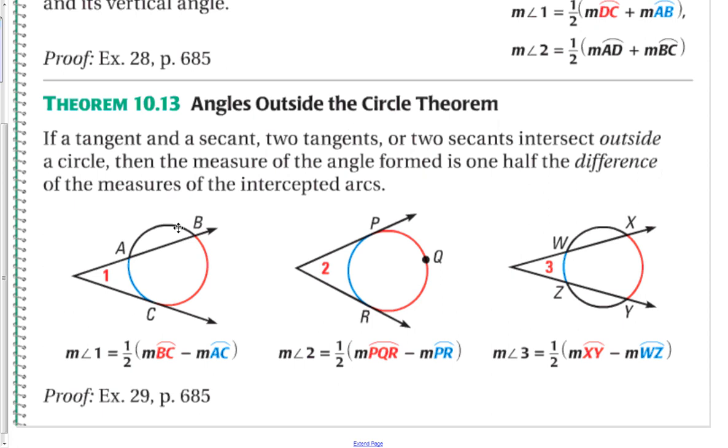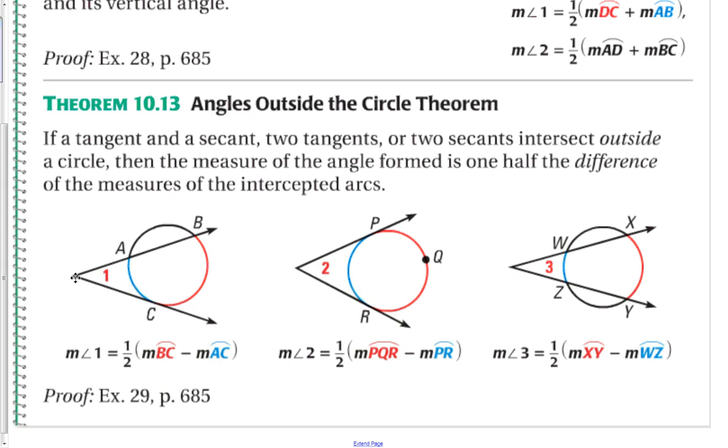Next, outside. Now they're showing three different ways this can look. Be aware, this is how it looks. But clearly the angle's on the outside, and we have lines going through or in. We could have secant, secant; tangent, tangent; or secant, tangent, one of each. This one's secant, tangent, this is two tangents, this is two secants. And all the formulas are the same. So don't worry about looking at three different ones.